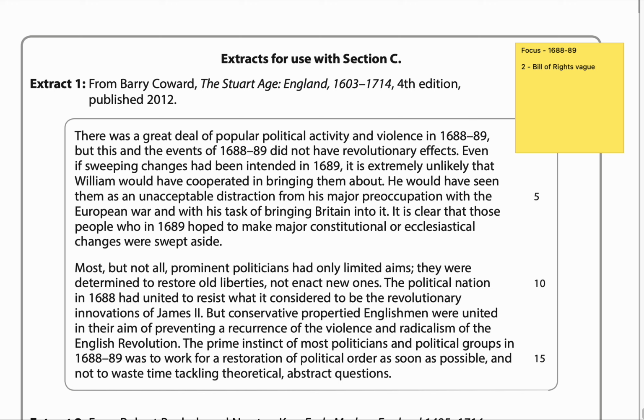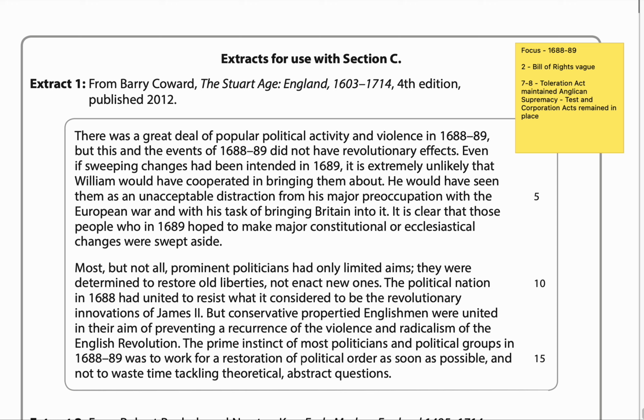And to support that, you could say that the Toleration Act of 1689 maintained Anglican supremacy. Okay, because the Test and Corporation Acts remained in place. Okay, so that meant that to hold public office, you had to be an Anglican, so therefore there wasn't a major ecclesiastical change or constitutional change. So you're agreeing with Coward so far that, yeah, the Glorious Revolution didn't have revolutionary effects.